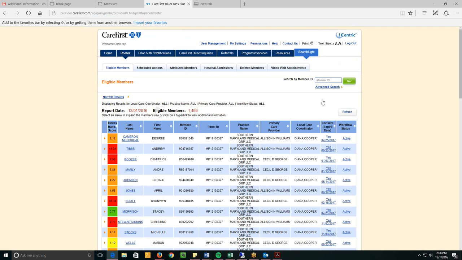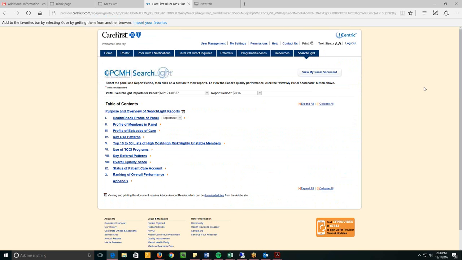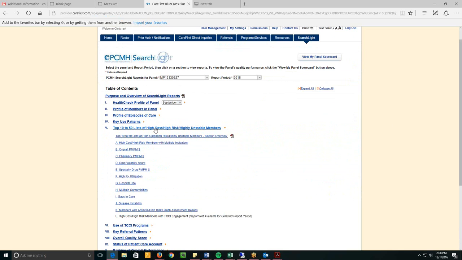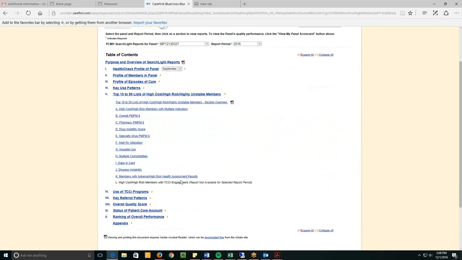Once you log in, you see the searchlight. Okay, so you click on searchlight. So these are all the patients with risk and all that. Now if you go under searchlight, this is all the reports. Go to number 5, top 10 to 50 lists of high cost patients, right? So you go under that.